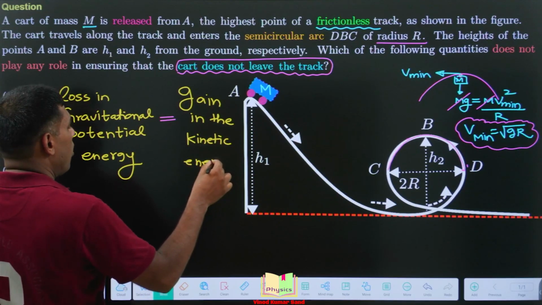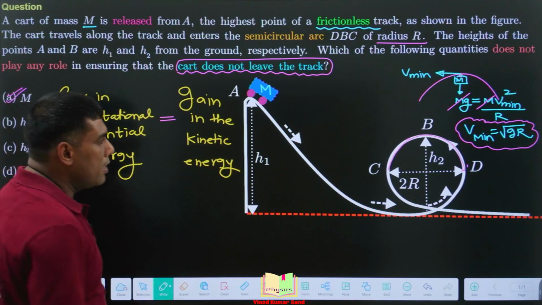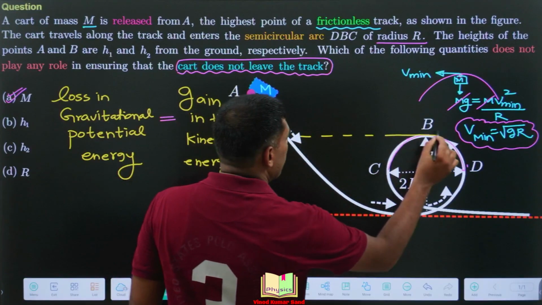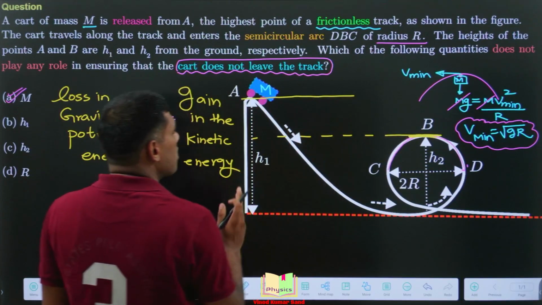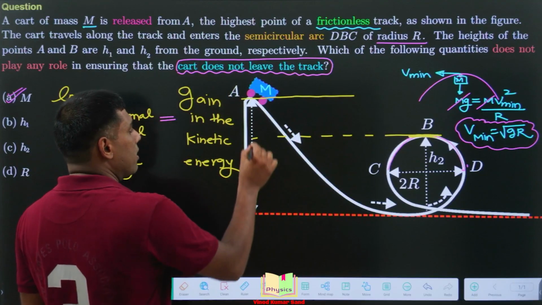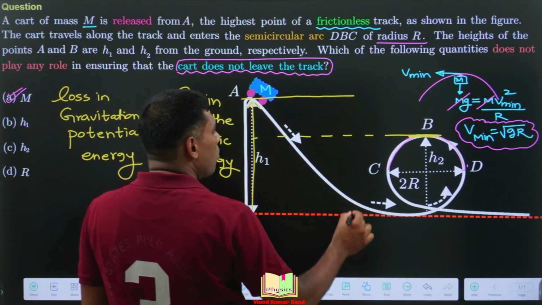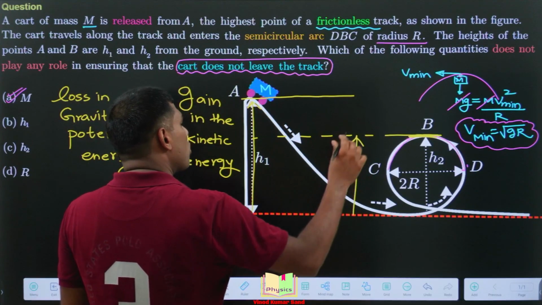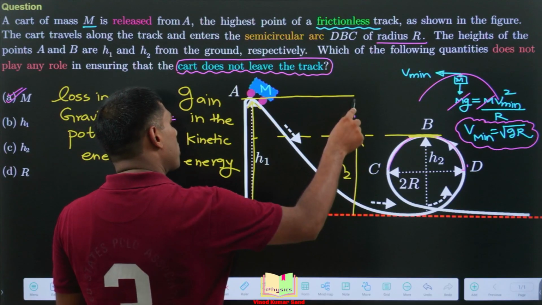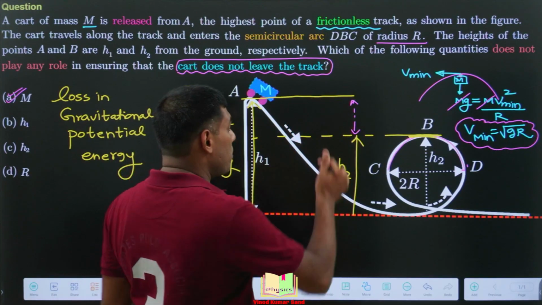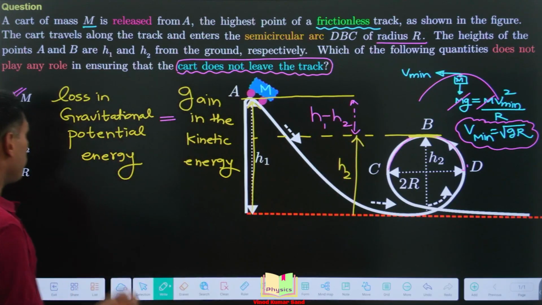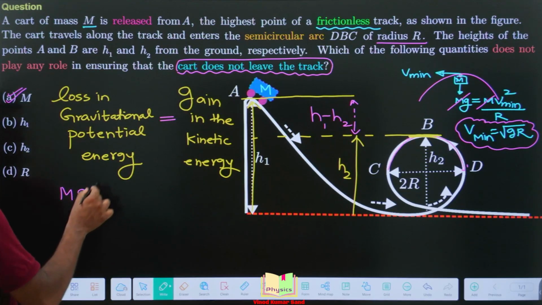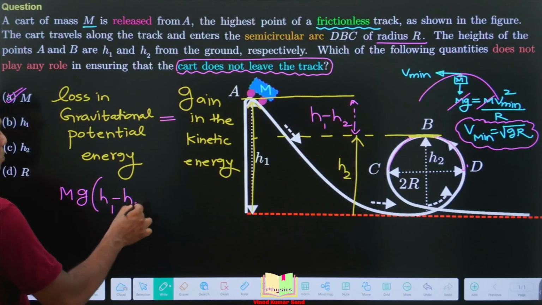Now, how much is the loss in the gravitational potential energy? We can easily see. Finally, the cart is at this height h2. Earlier, the cart was at height h1. Now, this height is h2. So the loss in gravitational potential energy can easily be obtained. This difference is h1 minus h2. So the loss of gravitational potential energy is mg(h1 minus h2).